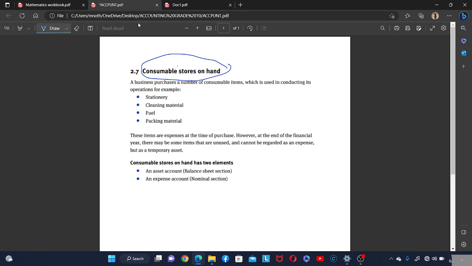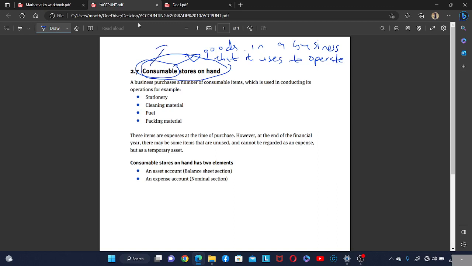Okay, so first things first, what are consumables? Consumables here, we are talking about the goods in a business that it uses to operate. So these are the goods in the business that the business uses. Okay, those are the consumable stores.